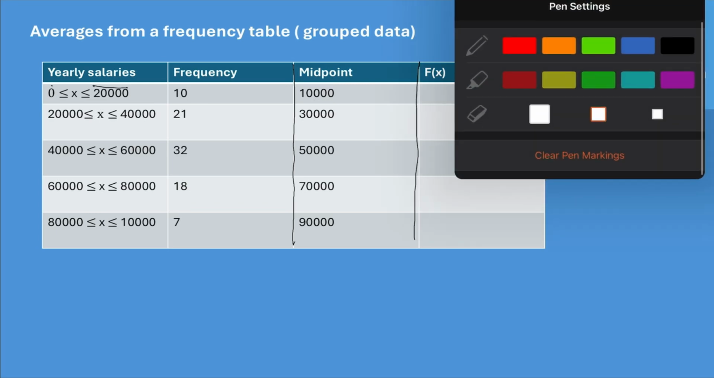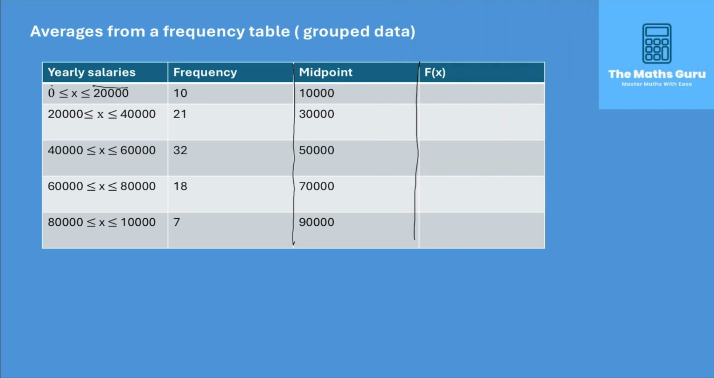Then what we do is multiply the midpoint by the frequency, so 100,000 here, 21 times 30,000 is equal to 630,000, and 32 times 50,000 is equal to 1.6 million. Then we do 18 times 70,000 and get 1.26 million. Then 7 times 90,000 gives us 630,000.